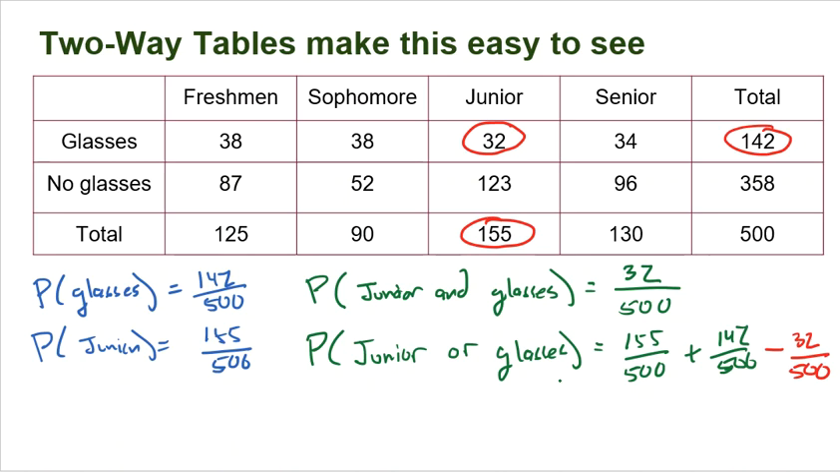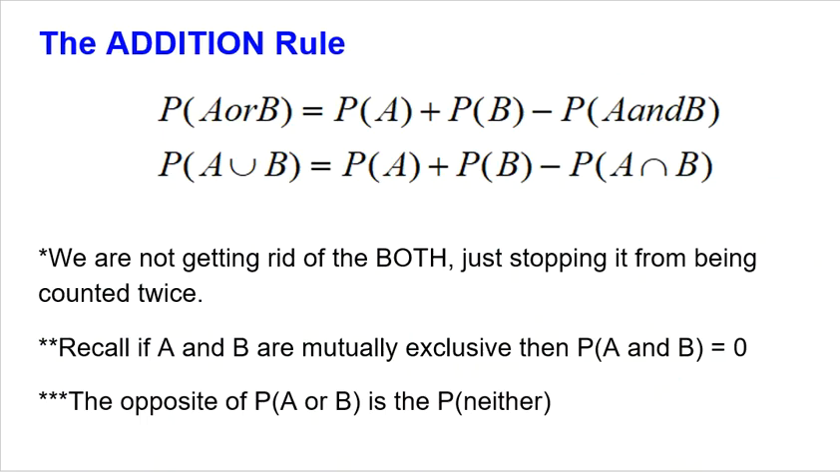So 155 plus 142 minus 32 is 265 total students out of 500 that will satisfy. 265 total students that are A, wearing glasses, or B, junior, but that 265 also does include the both, kids that are wearing glasses and are juniors. So this brings up a really important rule called the addition rule. The addition rule says that the probability of A or B equals the probability of A plus the probability of B minus the probability of A and B, which is literally what I just did, right?